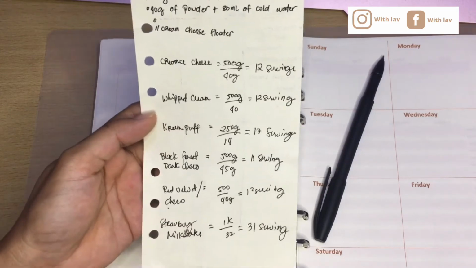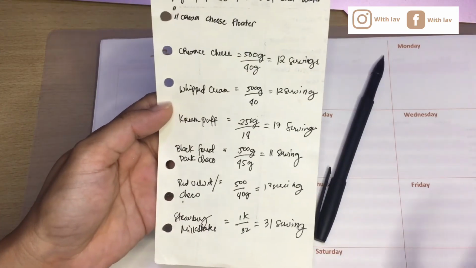For the cream cheese, whipped cream, and cream puff, 17 servings, and that's it. Okay, I'm done na, guys, sa pag-enumerate ng how many servings. Let's see, I'm supposed to do the YouTube description and research tagging, or maybe after na siguro dito, guys. So, I think that's about it. Set up budget for the initial inventory.